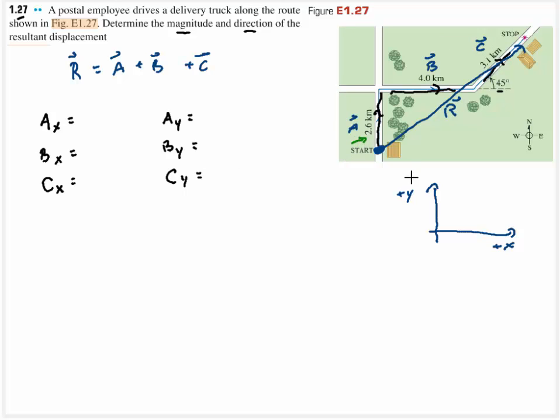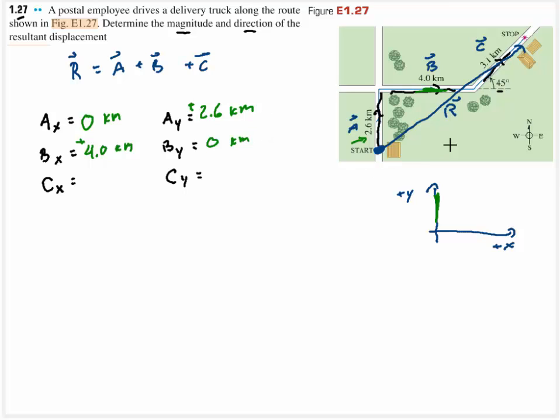So let's talk about components here. Vector A, all of the direction is along the y-axis, so there's going to be 0 kilometers traveled in the x direction. There's going to be 2.6 kilometers traveled in the positive y direction. Let's take a look at B right here. All of the motion is in the x direction, so we're going to say 4 kilometers, and I'll explicitly note this is in the positive direction. I'm going to have 0 kilometers right here.